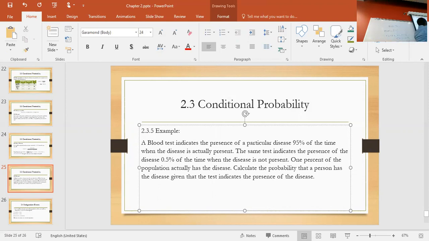A blood test indicates the presence of a particular disease 95% of the time when the disease is actually present. You know what it means by they indicate the presence of the disease? That is, you say that the test is positive. The test is positive. If the test is positive, then there is 95% chance that you have the disease.